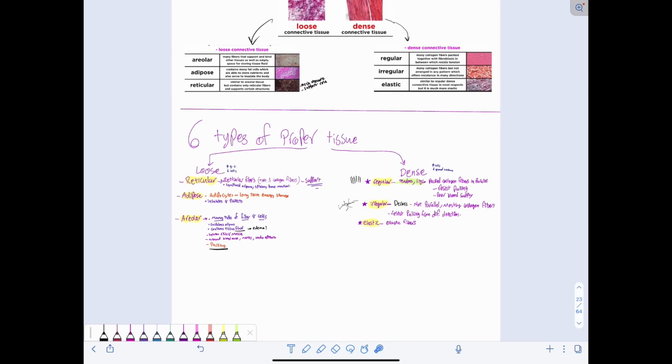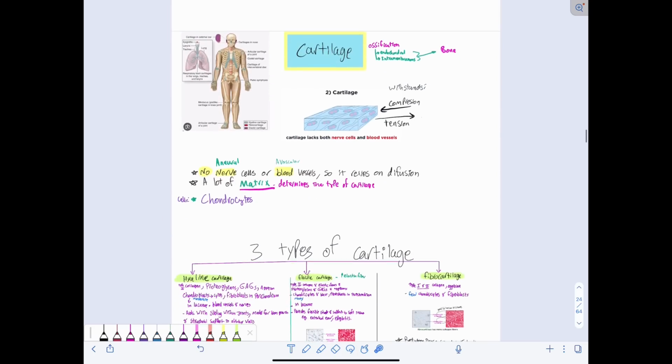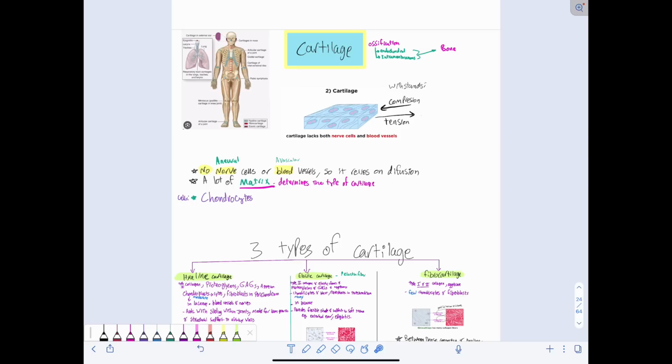Okay, next. All right, the next type, we are going into the supportive connective tissue. First one, let's talk about cartilage. So when you ossify or calcify cartilage, you end up making bone, right? That's like what arthritis is, right? And the main job of cartilage is to withstand compression. So compression is like pushing something, compressing it, and then tension is like it pulls away, right? So it's withstanding compression and tension. Now what you need to know about cartilage is that it's aneural and avascular.